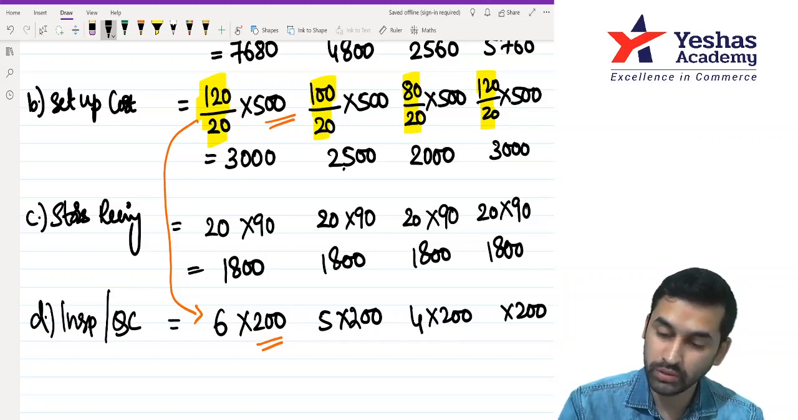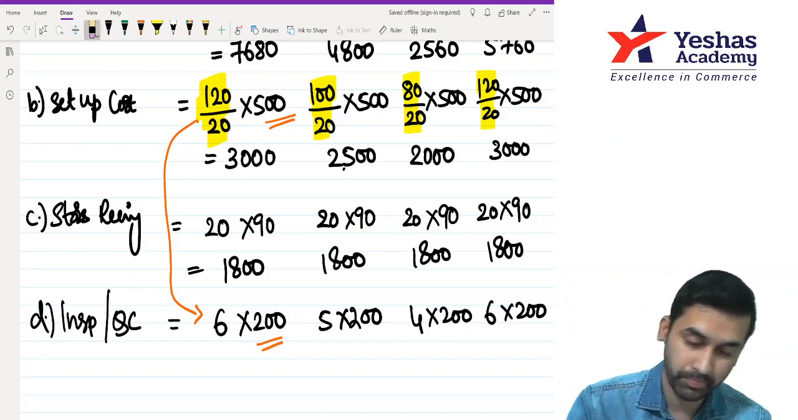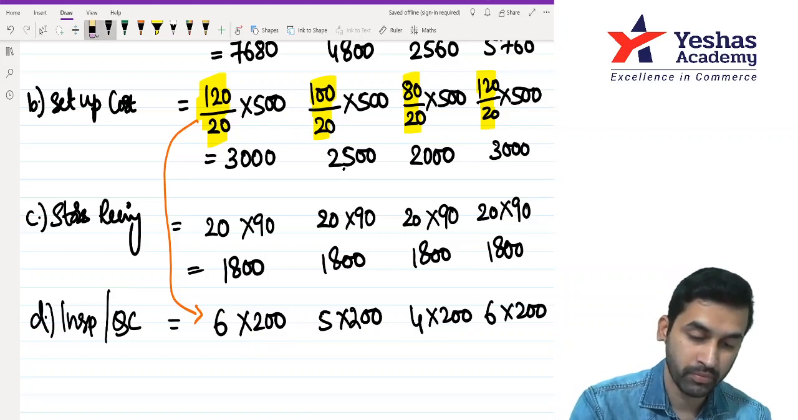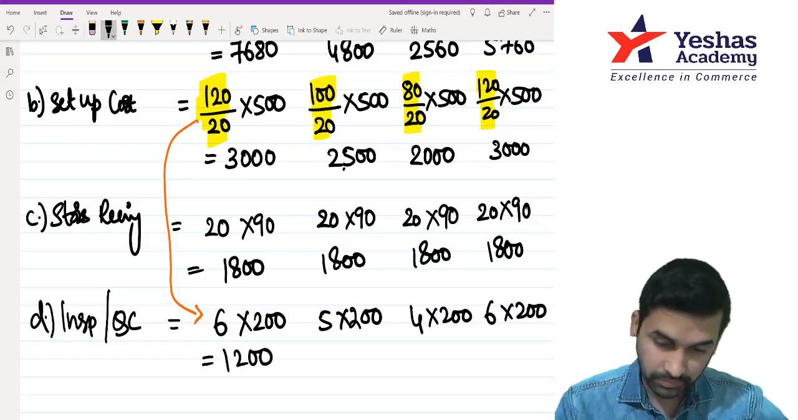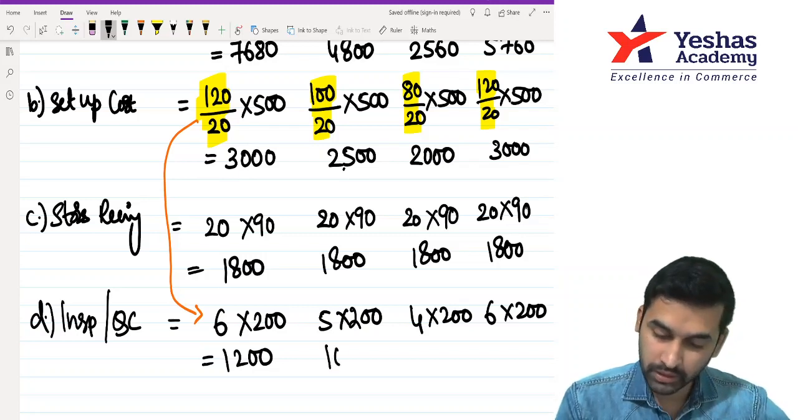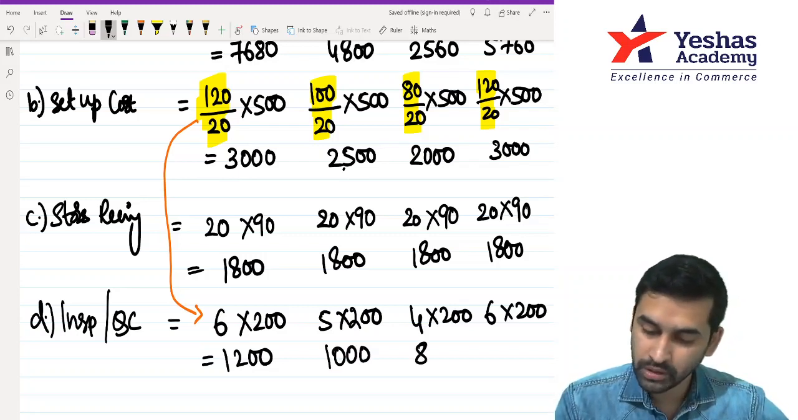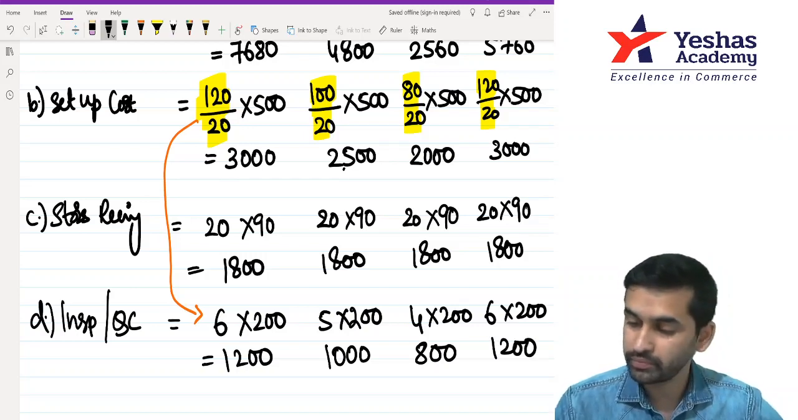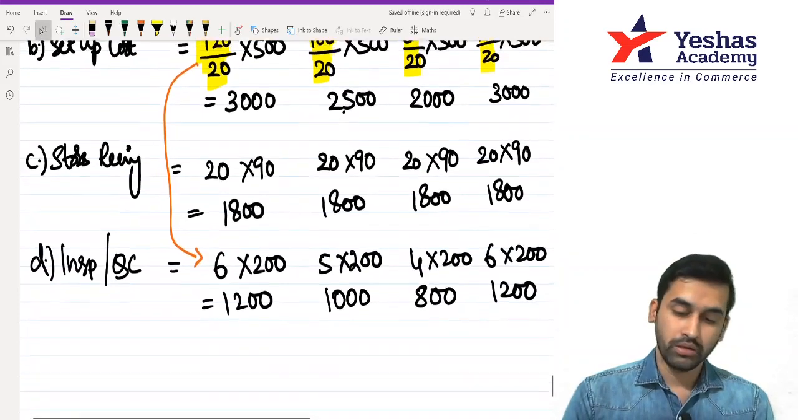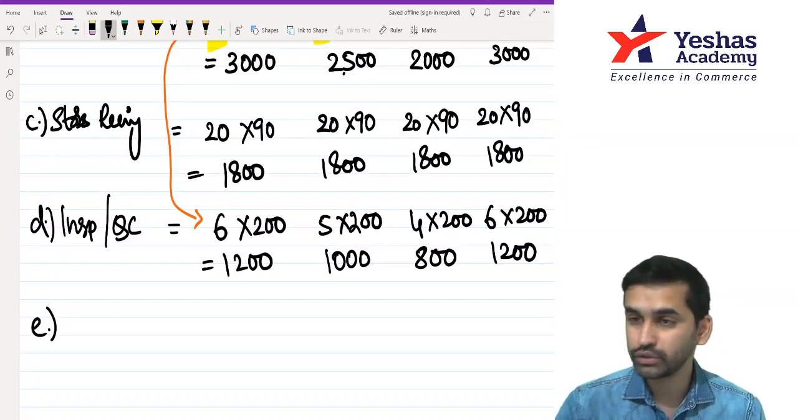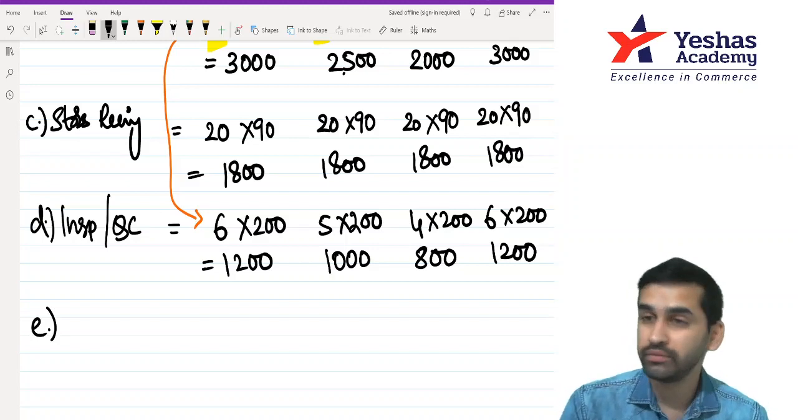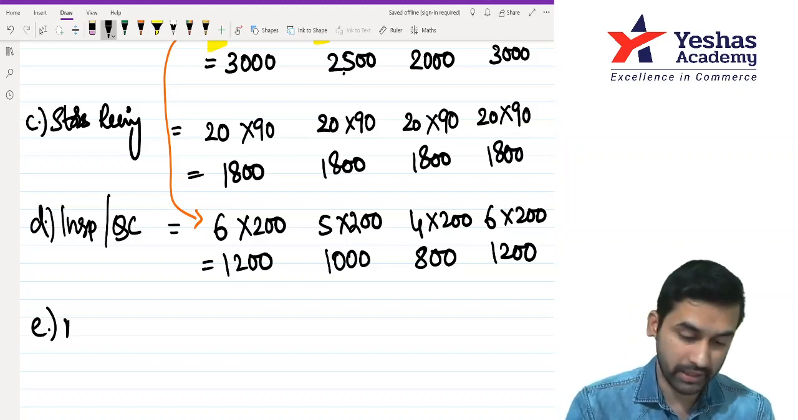Here 4. Here 6. So this will come to 1200. This will be 1800, 1200. Done, sir. Last one, sub question E. Sorry, overhead E, fifth overhead, material handling.